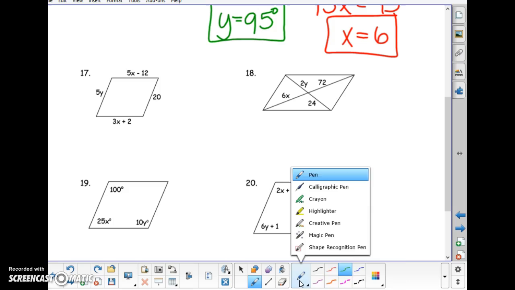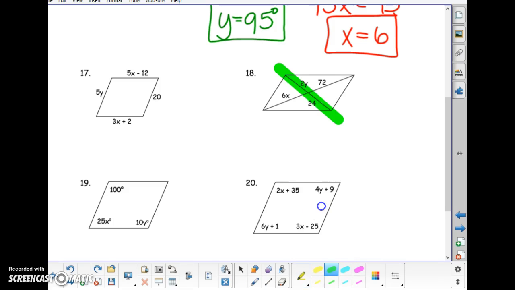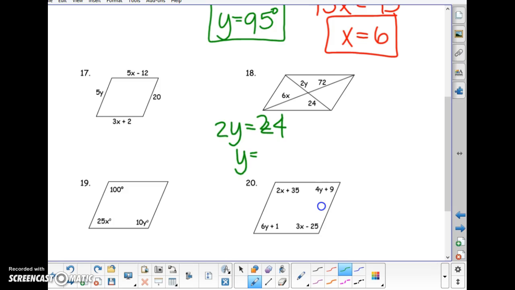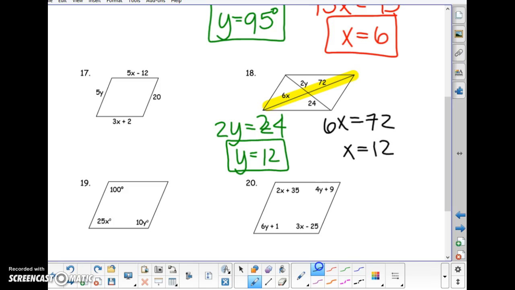I also want to look at problem number 18, where we now have diagonals. And I do know the property that diagonals are bisected. So what that means is this top section here is the same length as this bottom section here. So what we're saying that we know is 2y is equal to 24. So I can solve for y. And then the same would be true for that other diagonal, this one. I would know that 6x is going to be 72. When I divide both sides by 6, I find out that x is 12.